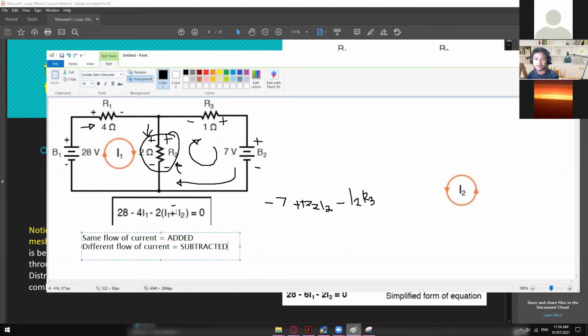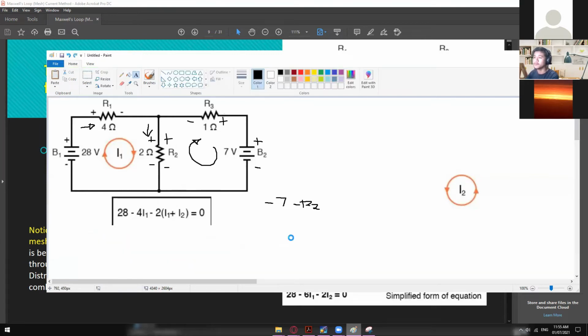Okay, because later on we're going to have a negative sign right here on the next example. But for now, since they have the same flow of current, this will be addition. They will be added with each other. Going back to our original assumption, we have this counterclockwise and then clockwise. Those two will be added with each other.